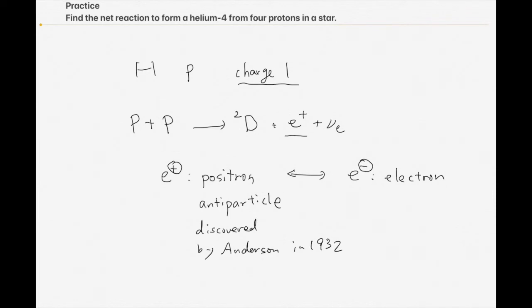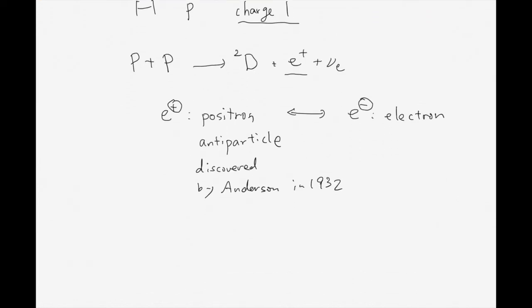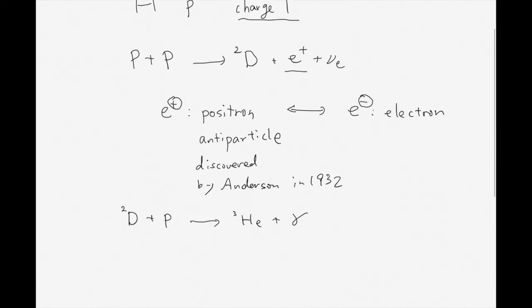Deuterium reacts with a proton to form helium-3. So in the next step, deuterium reacts with another proton to form helium-3. So a gamma ray is emitted in this reaction. Helium-3 is a light isotope of helium-4. Helium-4 is a stable element. So we need to form helium-4. Helium-4 is finally formed by the reaction of two helium-3s.